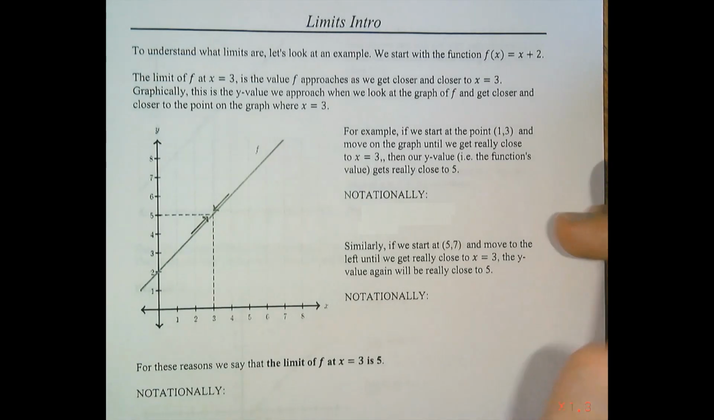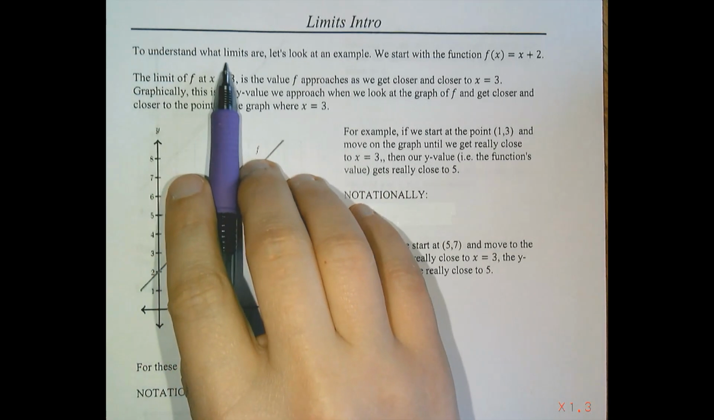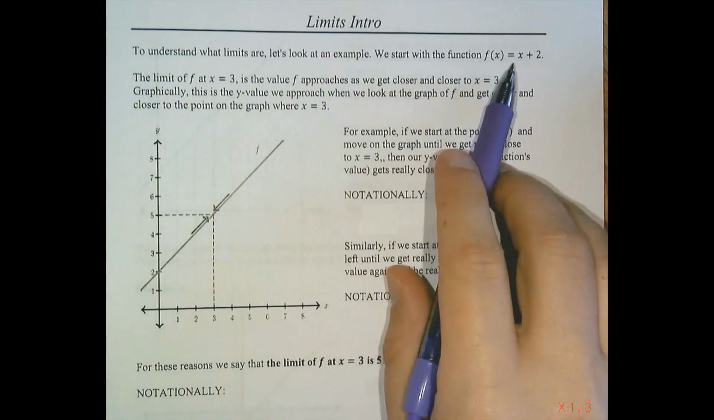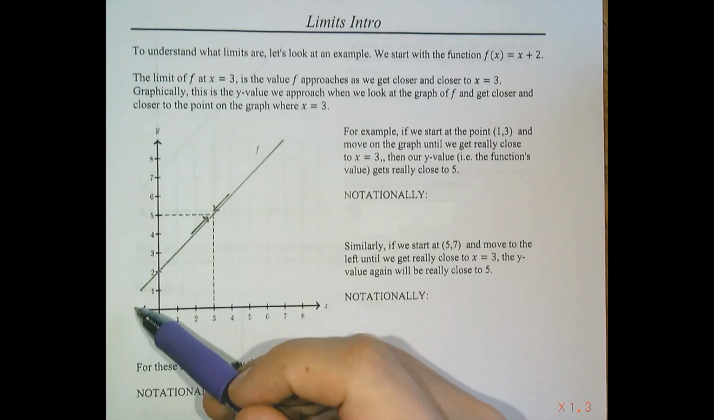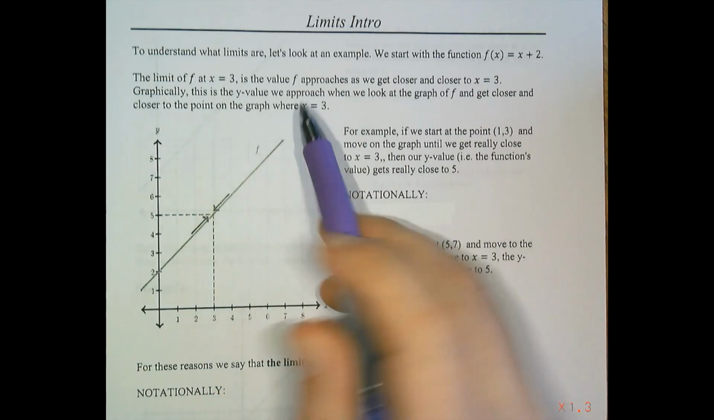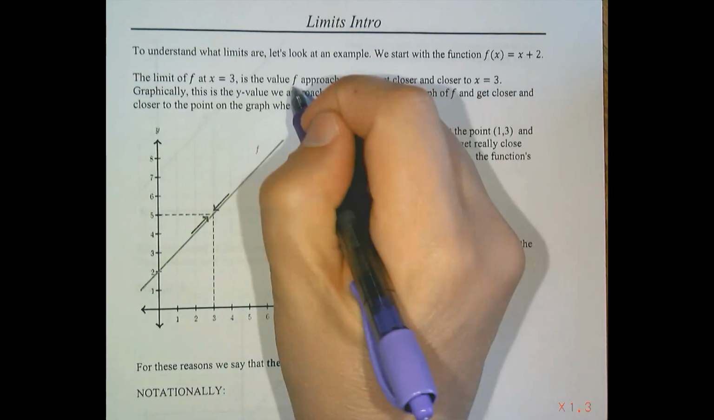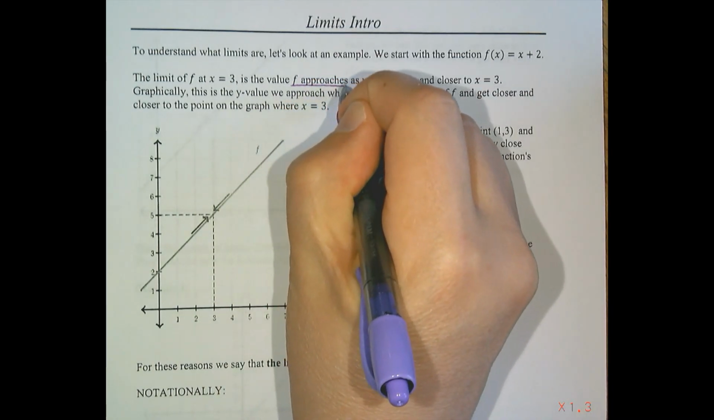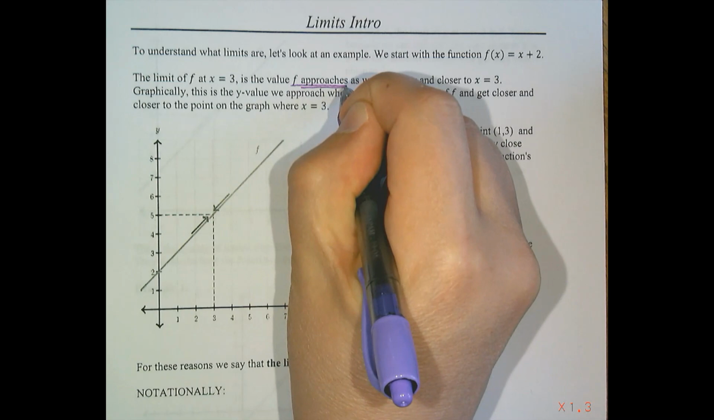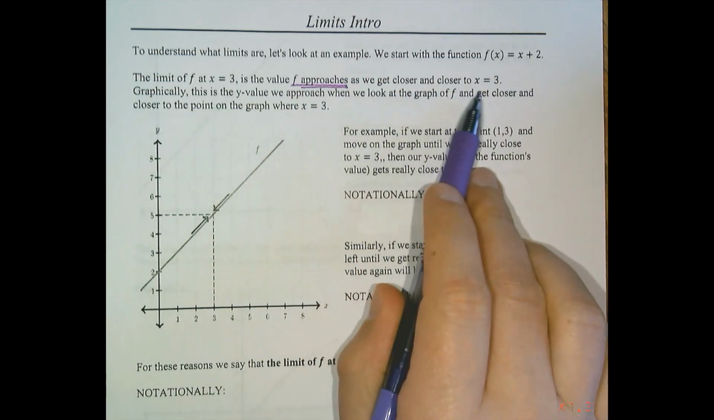Okay, let's take a look at the notes. To understand what limits are, let's look at an example. We'll start with the function x plus 2. So we have f of x equals x plus 2. The limit of f at x equals 3 is the value f approaches. So we're looking for this concept of the word approaches as we get closer and closer to x equals 3.